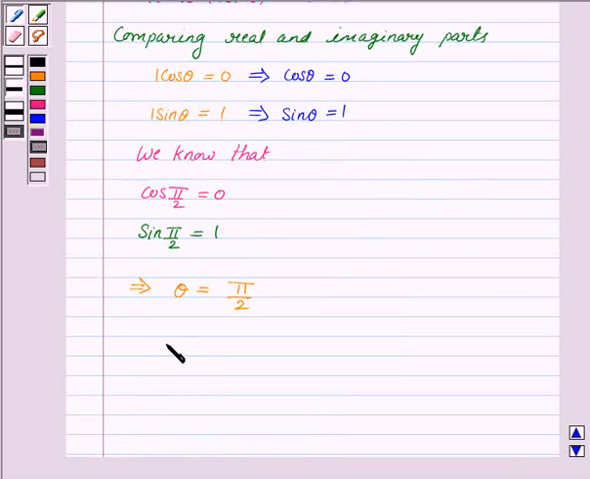Hence, z in the polar form is given by r, that is 1, into cos pi by 2 plus iota sin pi by 2. So this is the required polar form of iota.